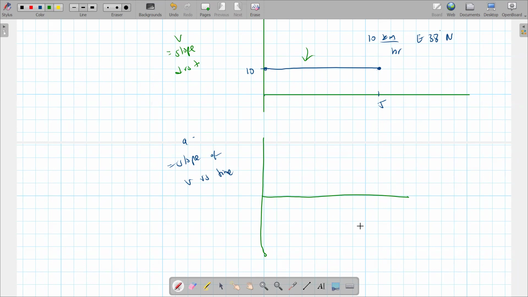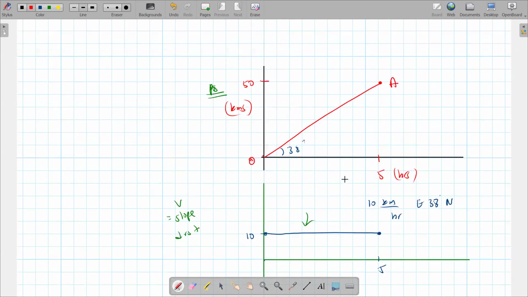It's 0, no? Horizontal lines always have a slope of 0. So which means that acceleration versus time would look like this. We stop at 5 seconds, but the acceleration for this is actually 0 throughout. So that's what it looked like. And that's the idea.